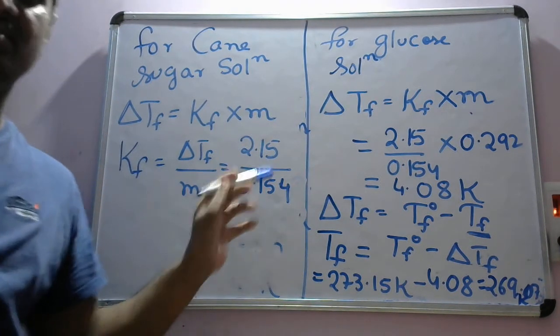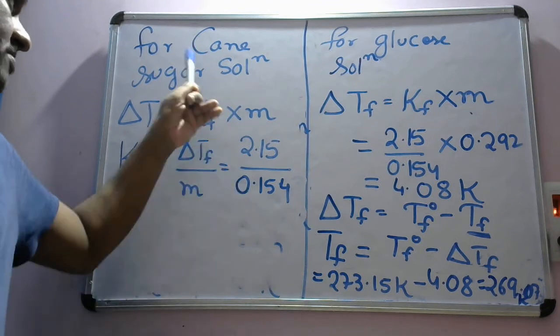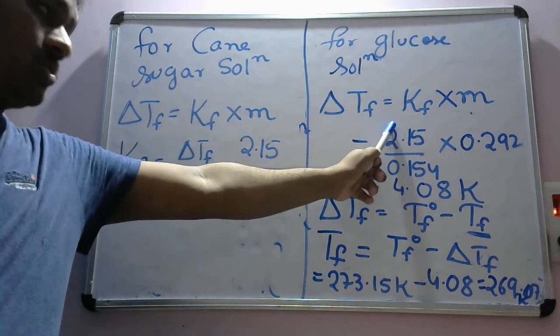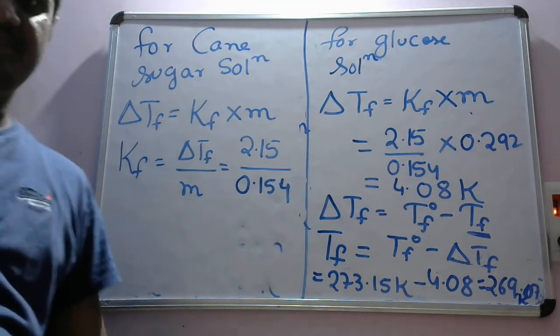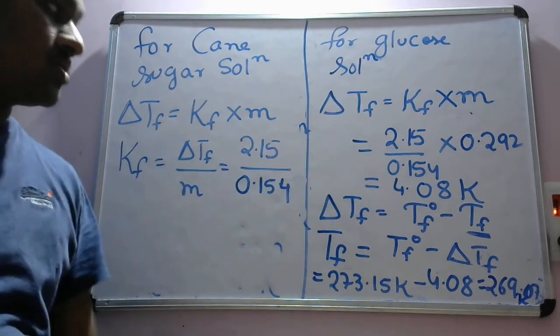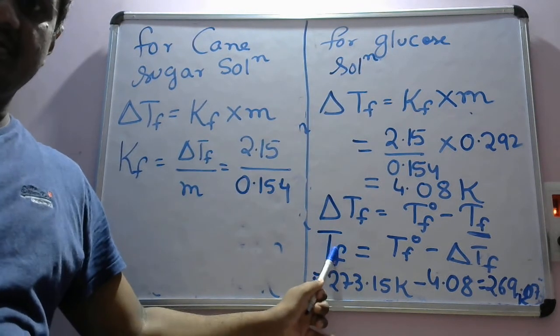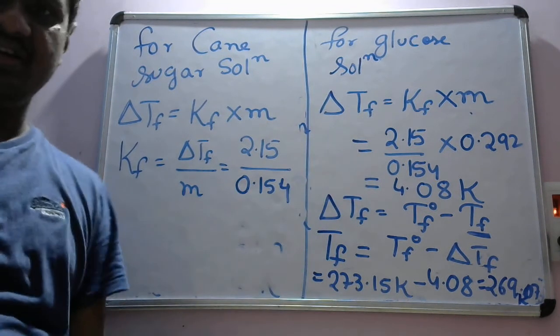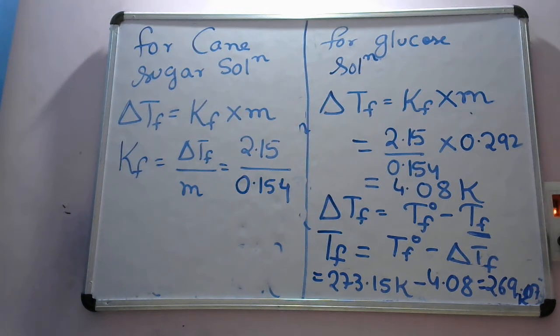So this is how we calculated. From one solution we calculated Kf, used that Kf for glucose solution in the equation. Then after calculating the depression in freezing point for glucose solution, we calculated the Tf value. So that's all for this question. Thank you all.